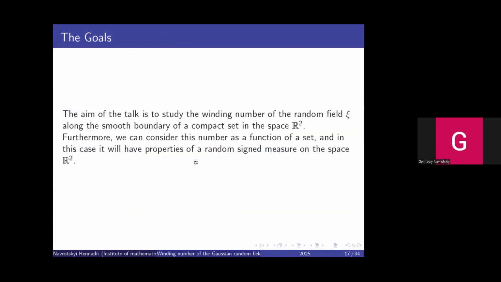Yes, so let us recall what is the goal of our talk. It is to study the winding number of our random field Xi, which was defined previously, along a smooth boundary of some compact set in the space R2. Furthermore, we consider this number as a function of set, and then use that it will be a random signed measure in the space R2.